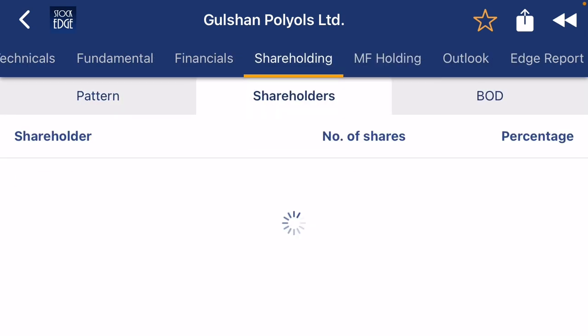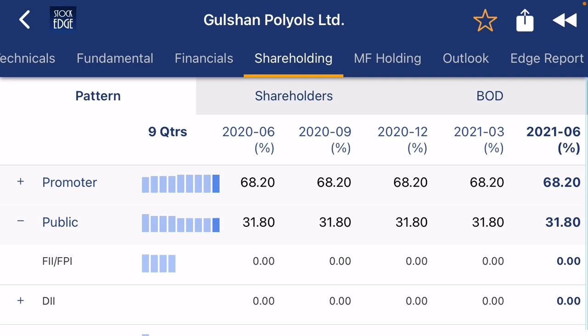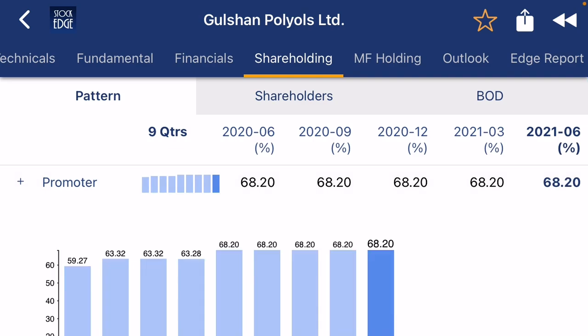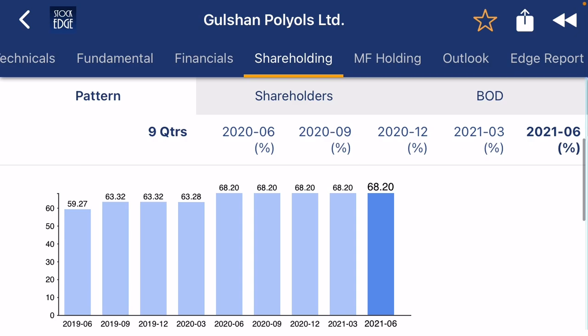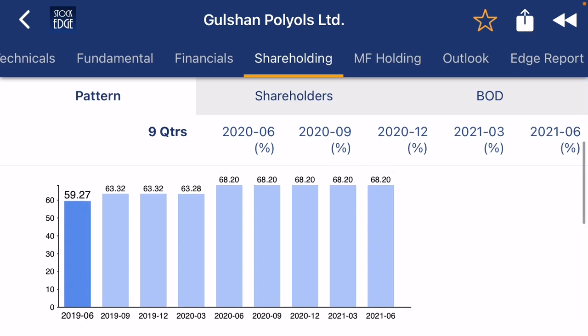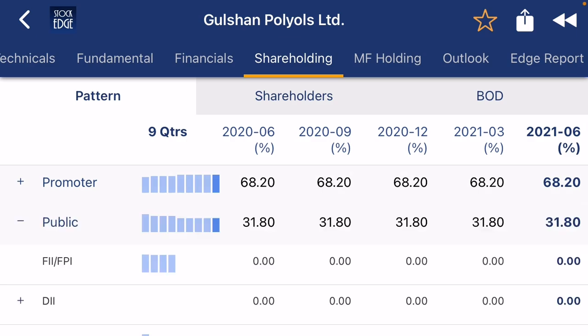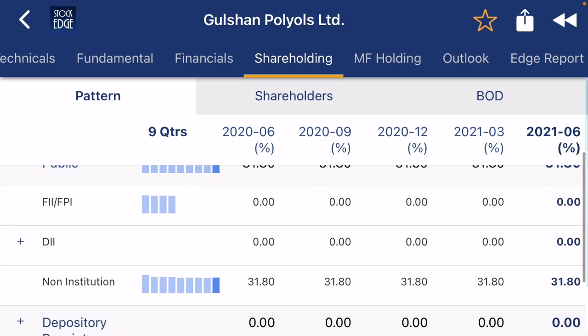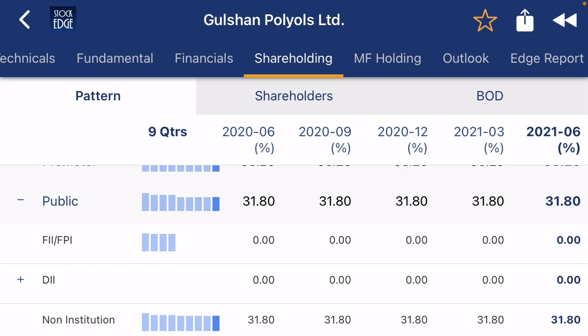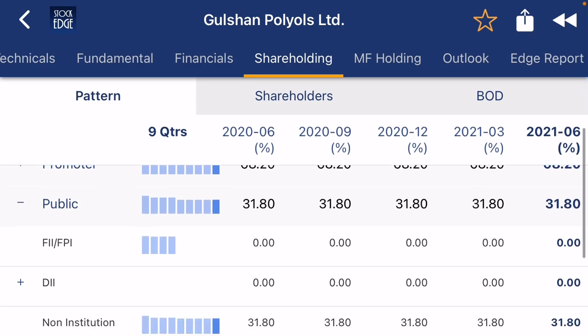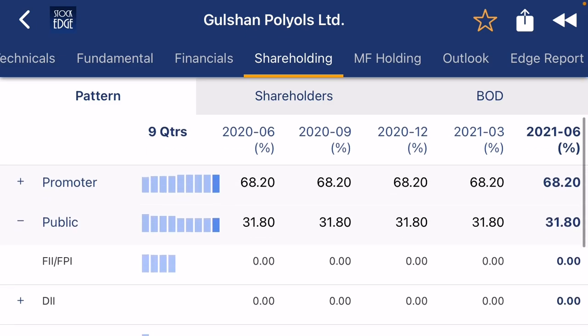Now let's see the promoter pattern. You can see June 2020, how much was the promoter holding? 68. See how the promoter is increasing there. 59.27 in June 2019, 68.2 in June 2020, and after that the promoter is never selling a single stock. Who is selling? Non-institutions and FIIs are selling. No problem at all. The promoter is buying, no pledge. Very very good sign.